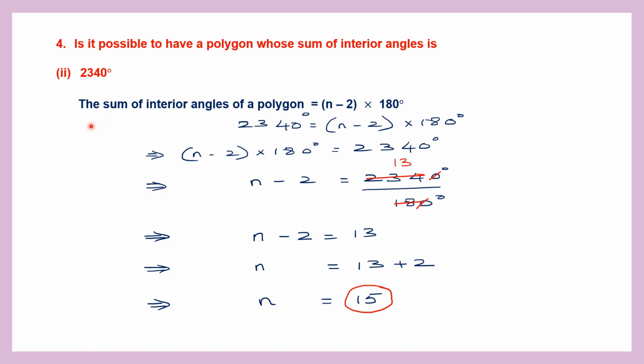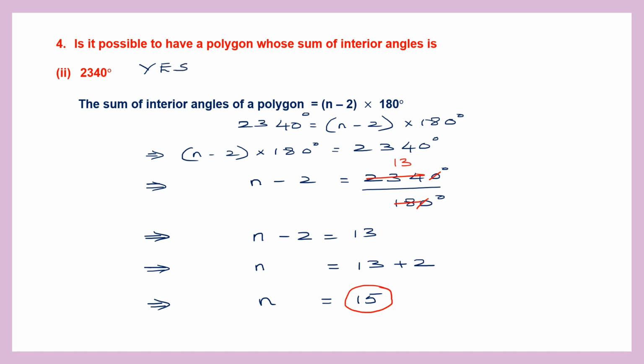Now how did we find that? We applied this formula and we found out the value of n. n is the number of sides. If that is a whole number, we can have 15 sides. We can't have 15.3, we can't have 15.4, isn't it? We can only have a whole number like this. So when the answer is a whole number, this is possible. So the answer here is yes.